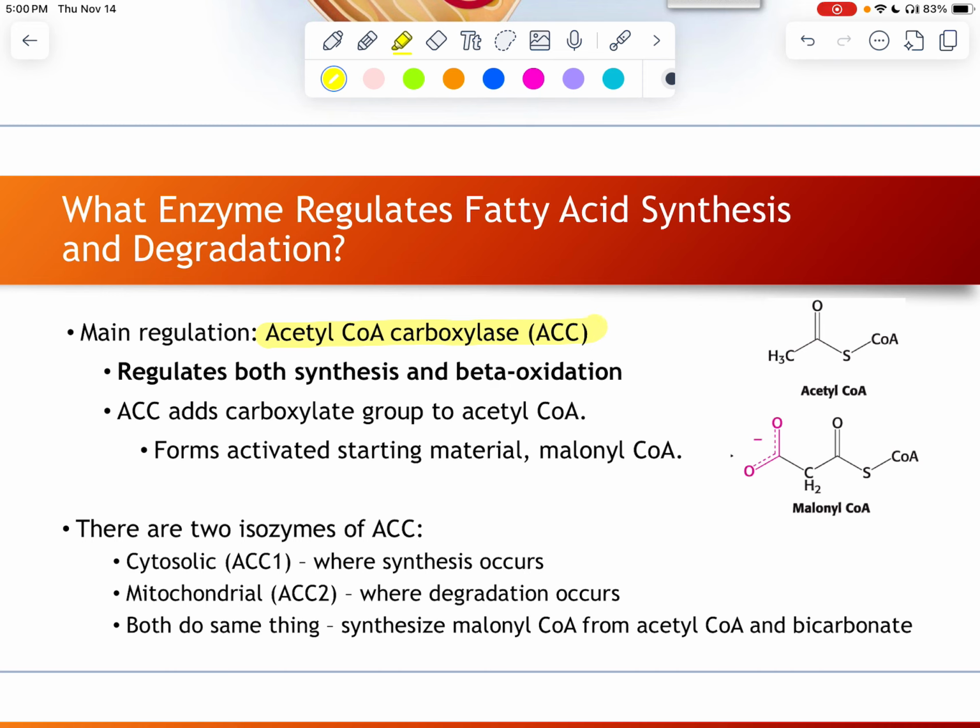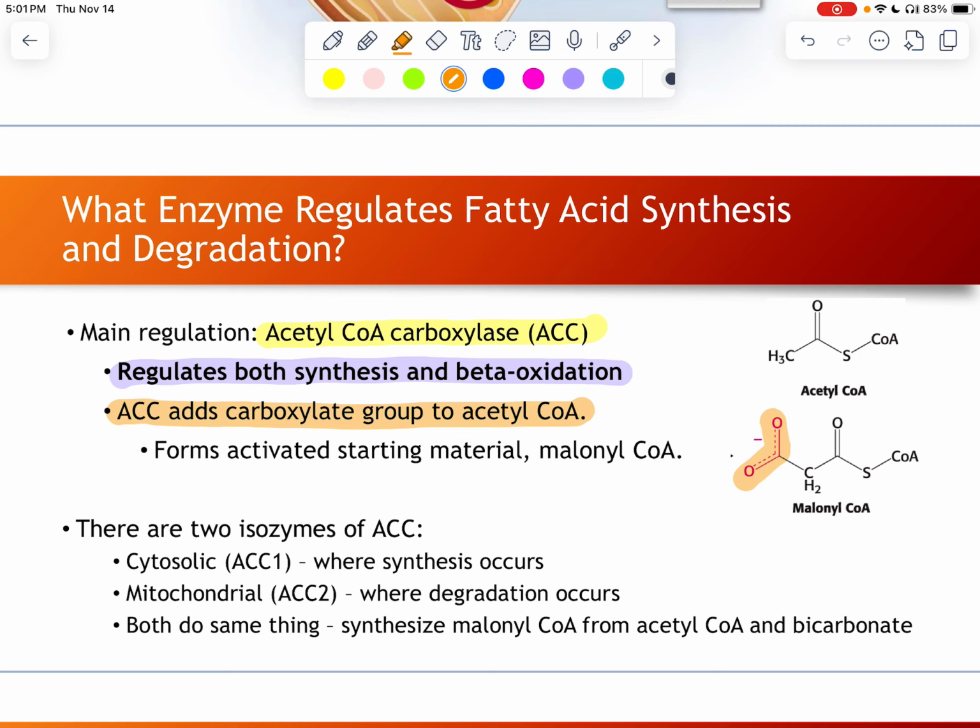And this regulates both synthesis and beta oxidation. It turns out it's really important for both. So if you remember what that does, it adds a carboxylate group, right? ACC adds a carboxylate group to acetyl-CoA. So if we come over here, you can see that carboxylate group. The top picture was acetyl-CoA. The bottom picture is that malonyl-CoA. And that is the activated version that we need in order to synthesize fatty acids.